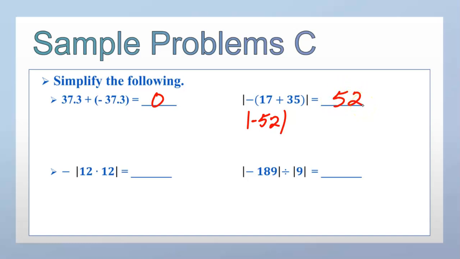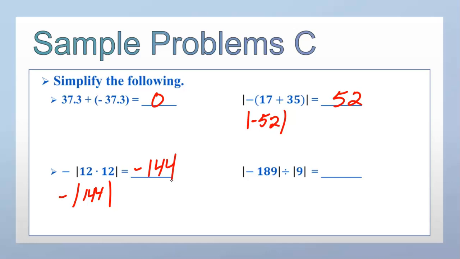Next, 12 times 12 is 144. So I have a negative on the outside, 144 on the inside. The absolute value of 144 is 144. 144 times a negative is a negative 144.